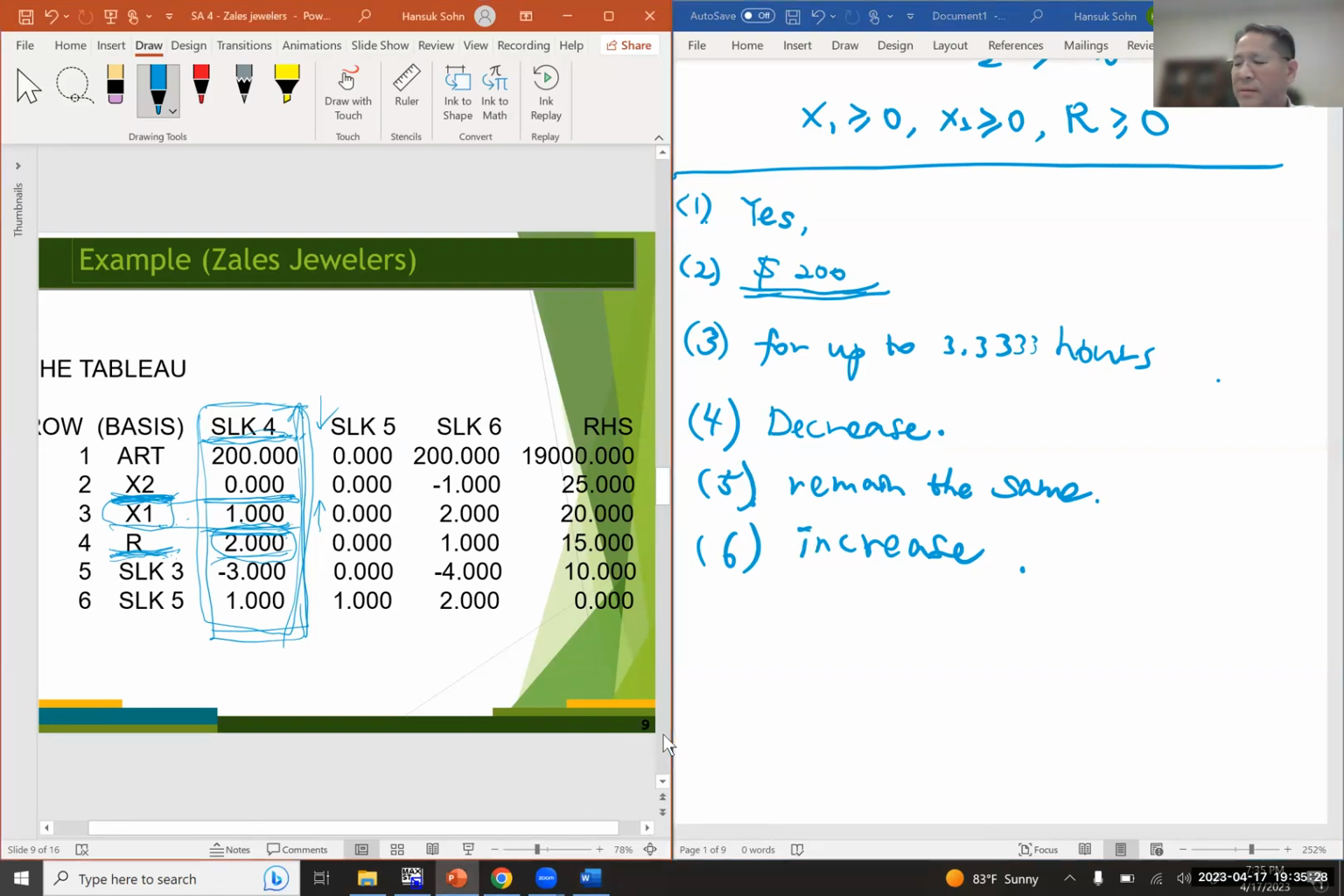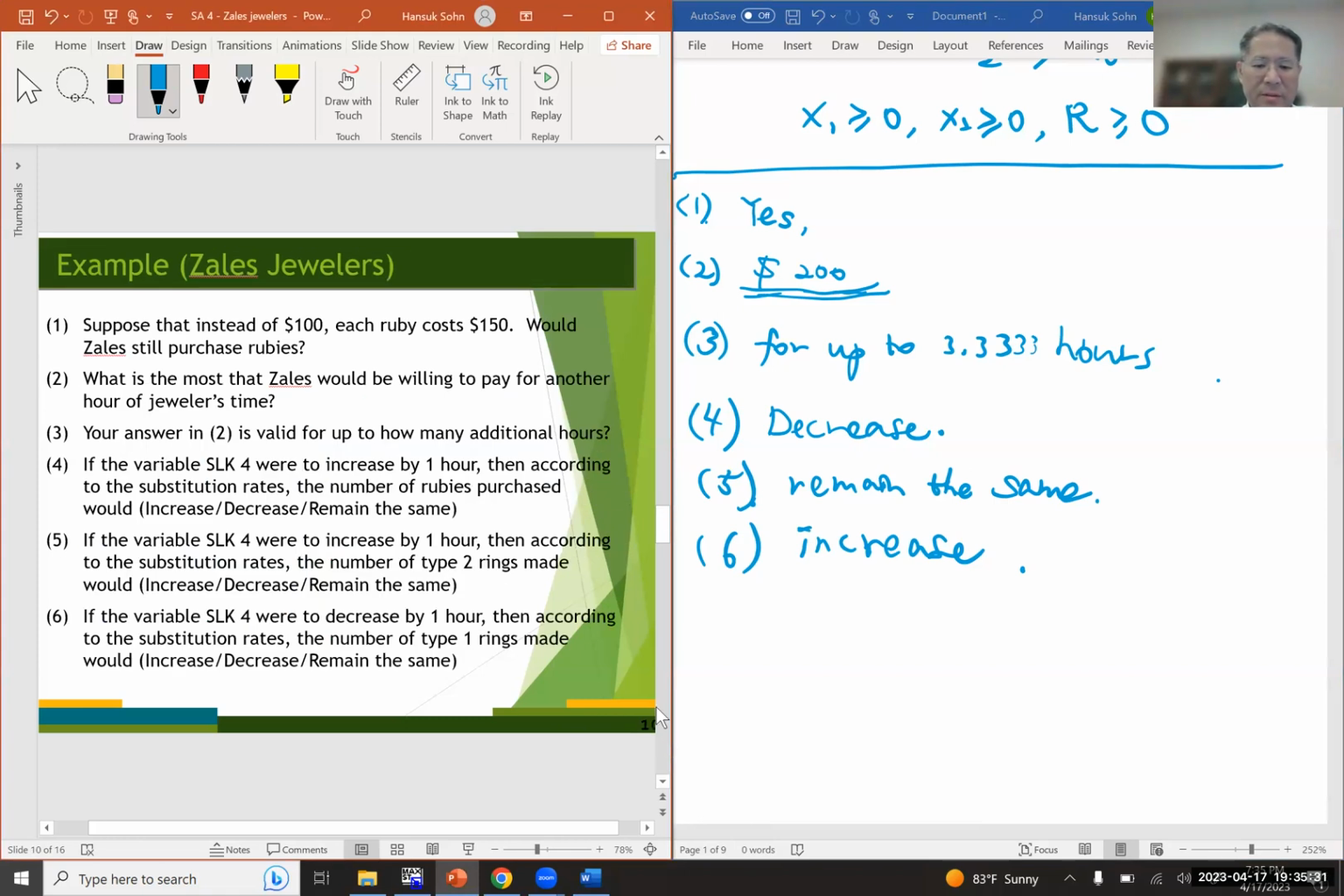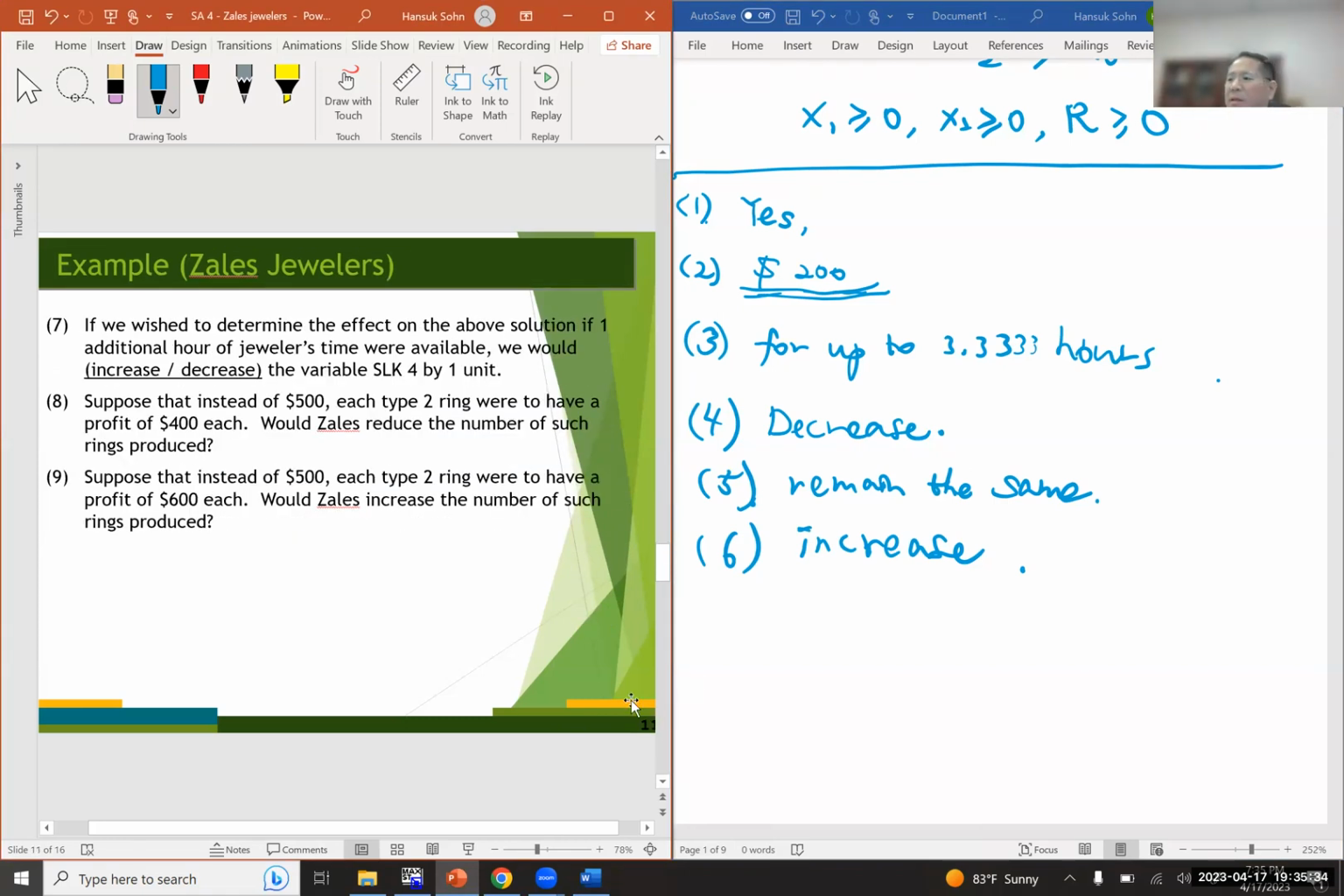Okay, and how about number 7 then? If we wish to determine the effect on the above solution, if 1 additional hour of jeweler's time were available, we would increase or decrease the variable slack 4 by 1 unit. So you need to check mark whichever is correct.